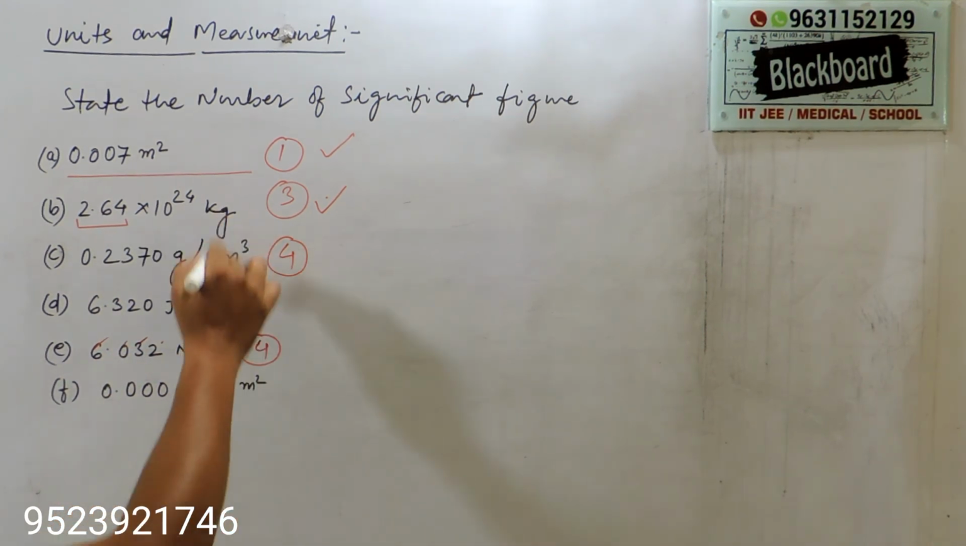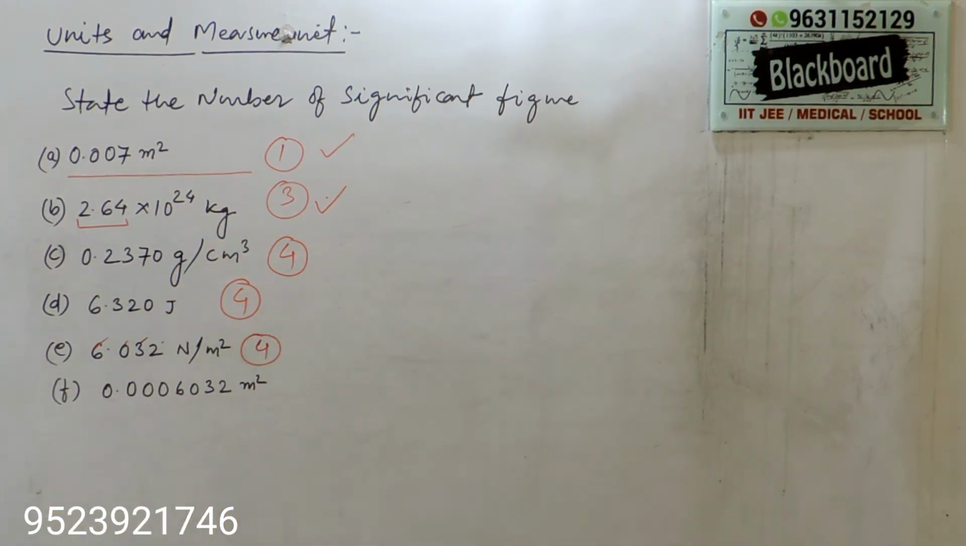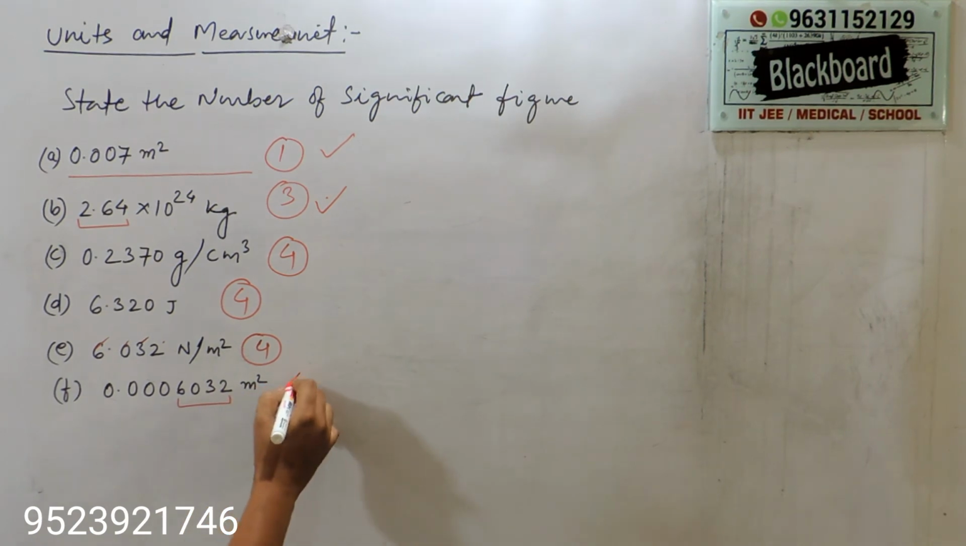That means the reason for these is all the same, that is, all the non-zero digits to the left of the decimal and trailing 0s are significant. And in this question, 0.0006032, the number of significant figures is also only these, that is 4.